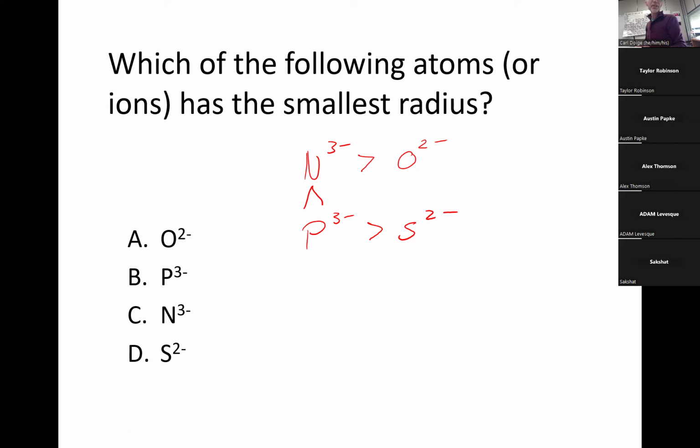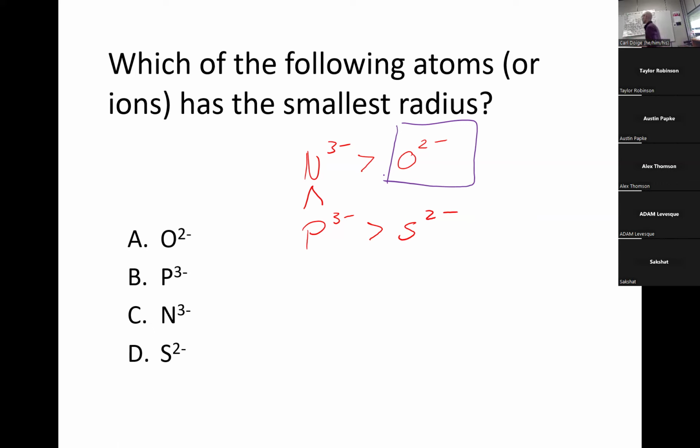And I see that indeed the majority of you have chosen answer A. And it would be the oxygen, right? So of all of these guys, this would be the smallest. N3 negative is smaller than P3 negative, and O2 negative is smaller than N3 negative. Right? So it has to be that the O2 negative is the smallest.